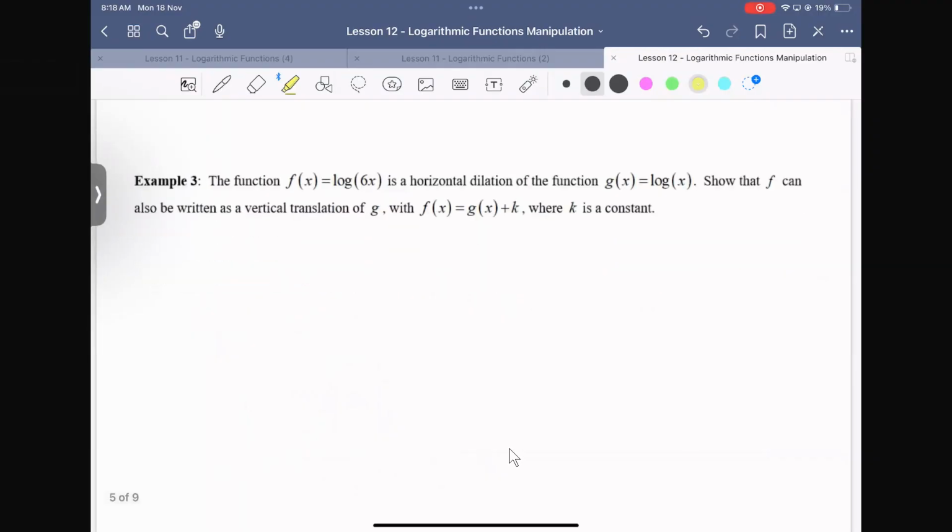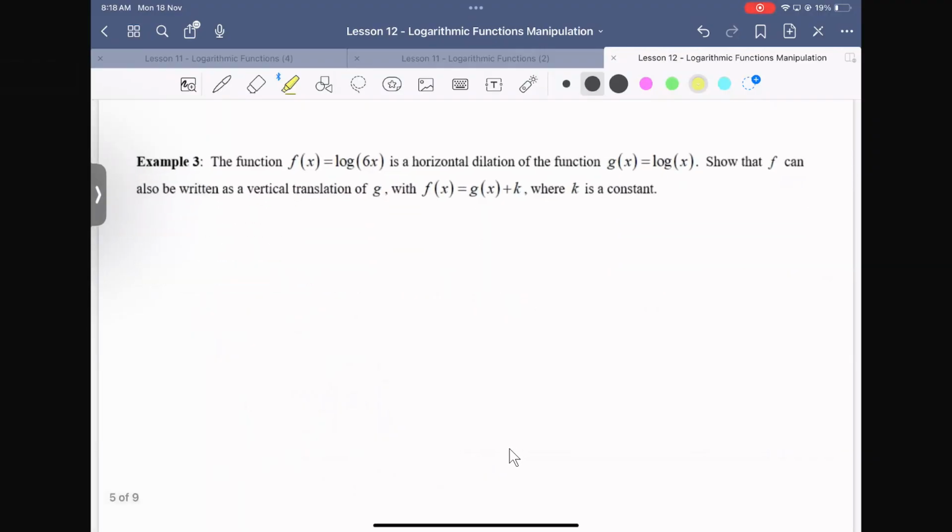Number three. The function f of x is equal to log 6x, a horizontal dilation of g of x. Show that f can be rewritten as a vertical translation of g, in the form f of x equals g of x plus k. Have a go with this one.